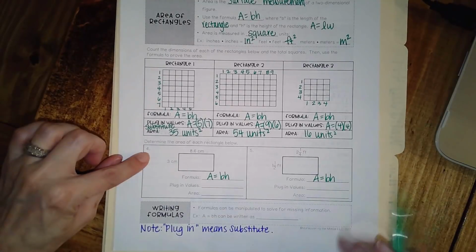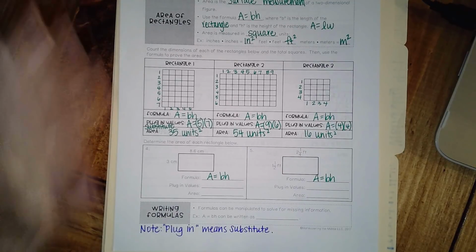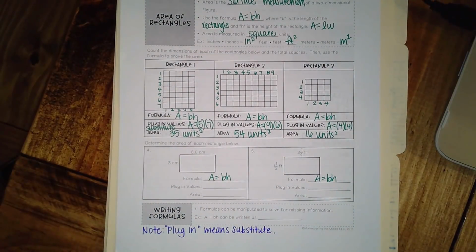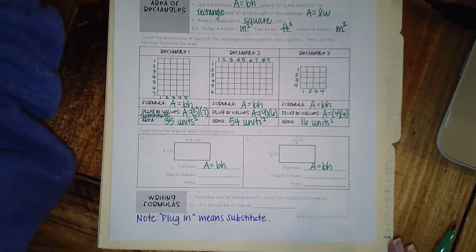All right, number 4 and number 5 use decimal numbers and fractions. So instead of me just figuring out whole number areas, I can also figure out things that have decimals and fractions. So we're going to practice multiplying those items also.